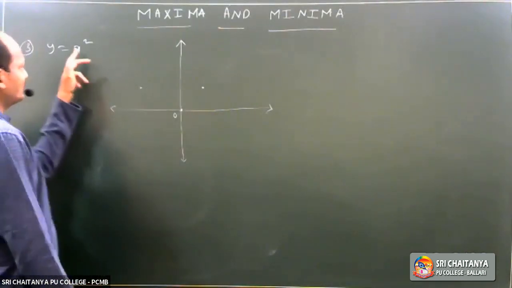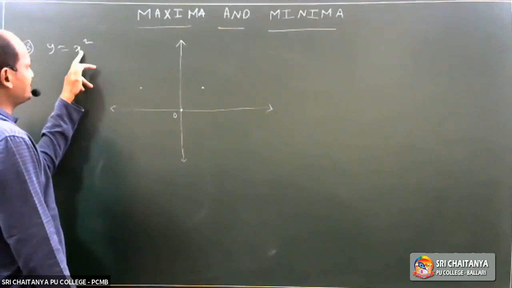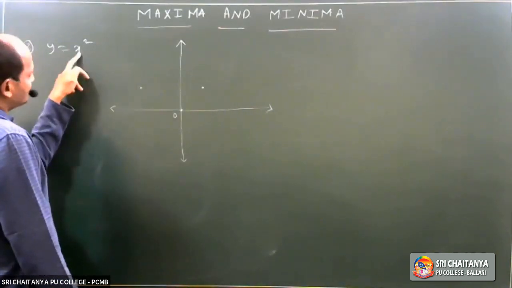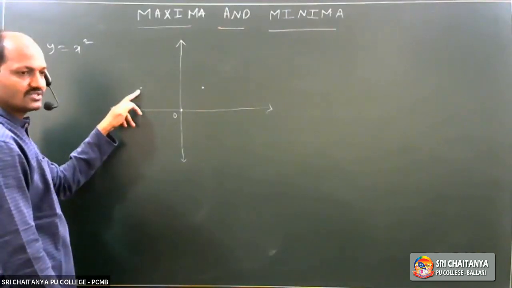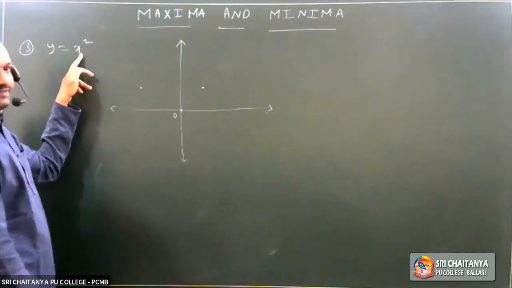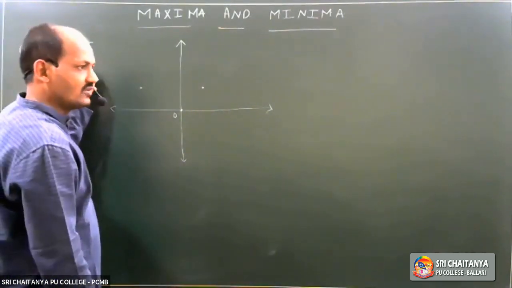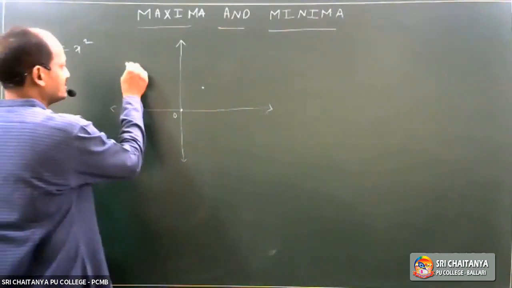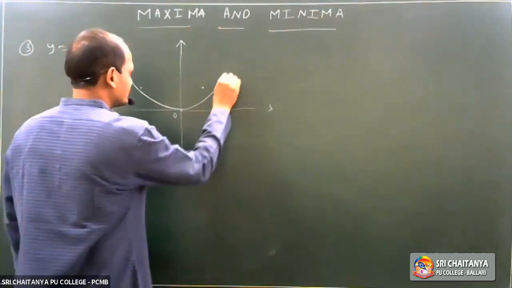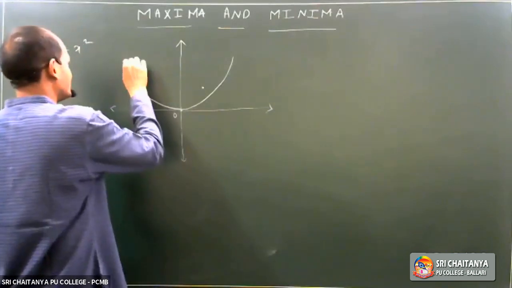X value 0, y value 0. If x is equal to plus 1, y value 1. If x equal to minus 1, y also plus 1. If x equal to 2, y value 4. If x equal to minus 2, y is also 4. So it is the y is equal to x square graph.